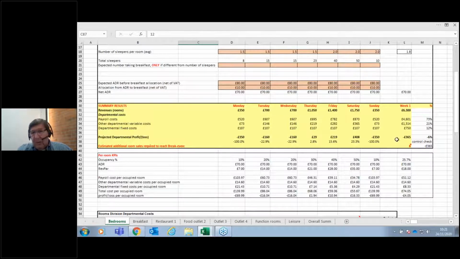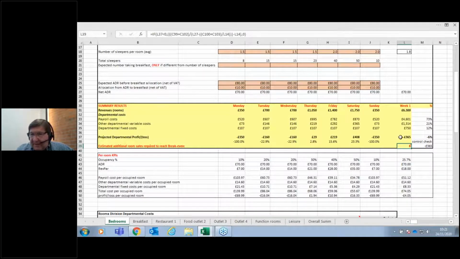So in this case, we haven't made a profit that week, other than a small profit on Thursday, Friday, and Saturday. But overall, we've lost £365 that week. Now, if we're in a loss situation, the model will then tell you approximately how many additional room sales you would need that week to break even. Now, it's only an approximation because it depends on the different room rates on different days and the different costs on different days. But what it's telling us is that, look, roughly, if we could sell 8 rooms more that week at £70, for example, a room, net of breakfast and net of VAT, then we're going to break even.